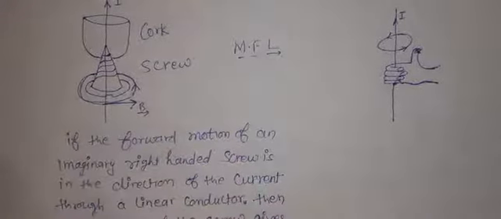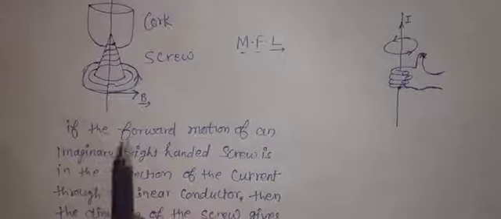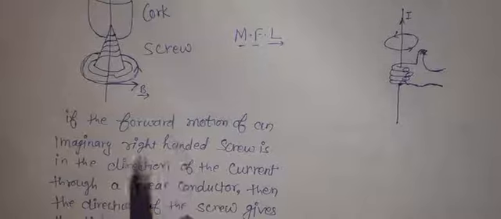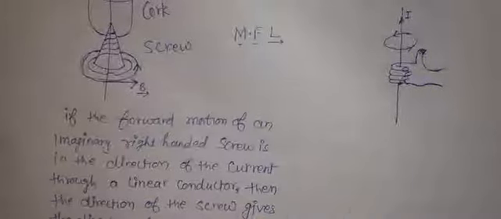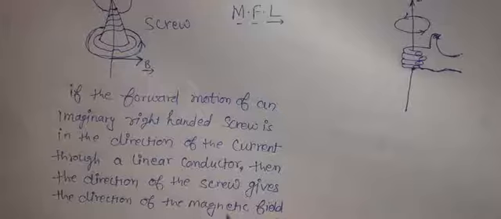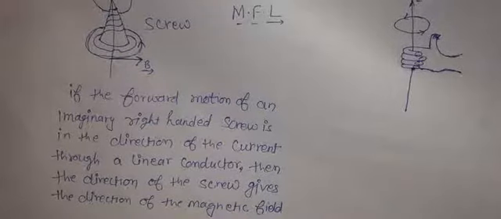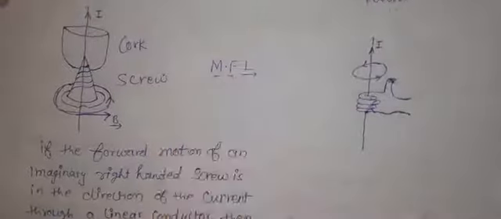ठीक है. So over here what is said in this Maxwell corkscrew rule: if the forward motion of an imaginary right-handed screw is in the direction of the current through a linear conductor, then the direction of the screw gives the direction of the magnetic field. तो जिस तरफ स्क्रू की रोटेशन होती है वो रोटेशन जो है वो मैग्नेटिक फील्ड की डायरेक्शन बताएगा. ठीक है. So this is the Maxwell corkscrew rule.